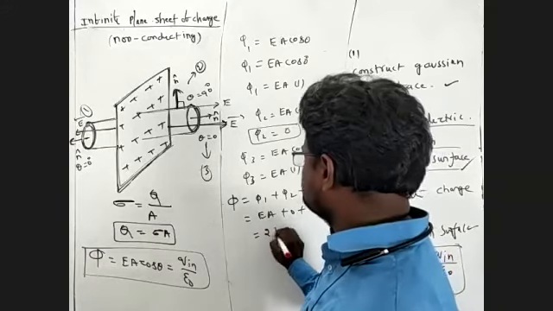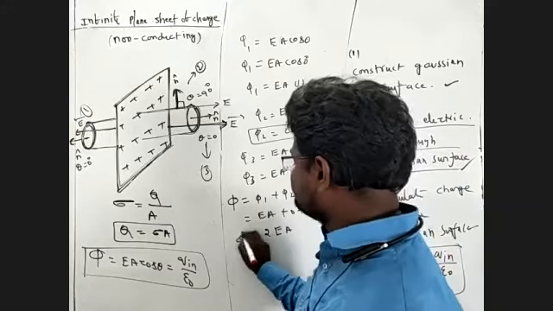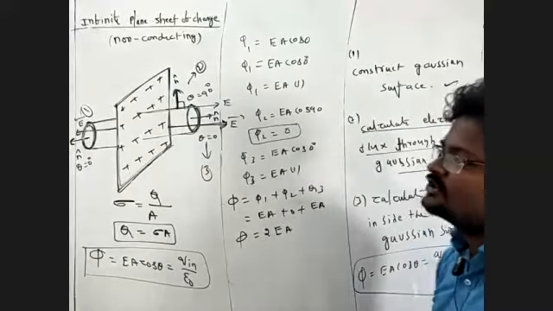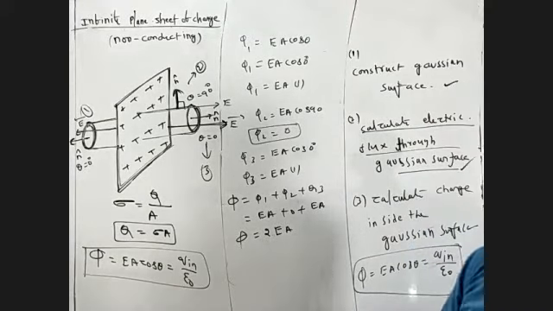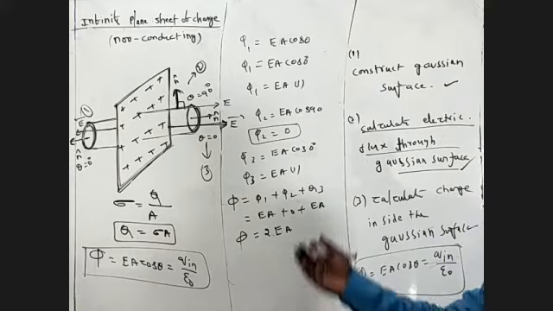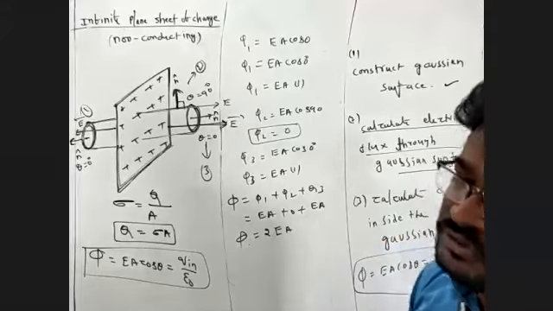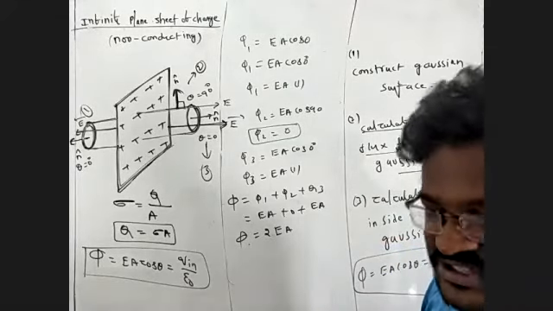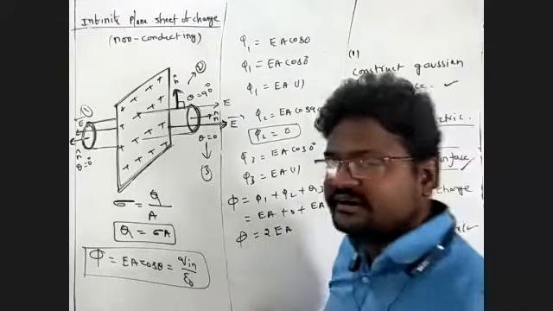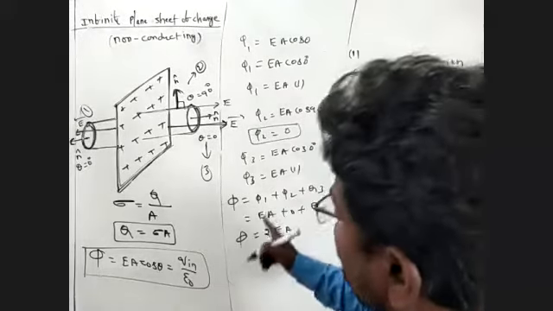Totally, this is 2EA. This is the flux, the total flux passing through the Gaussian surface. The number of field lines passing through a given Gaussian surface is called electric flux. Now we know electric flux.